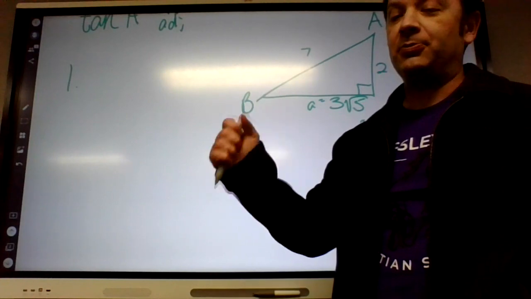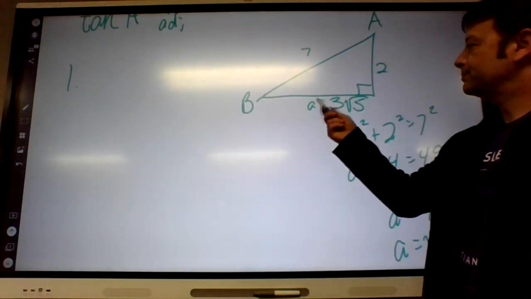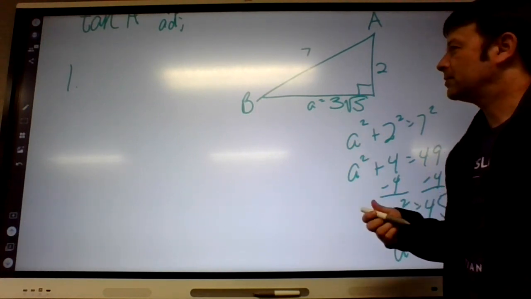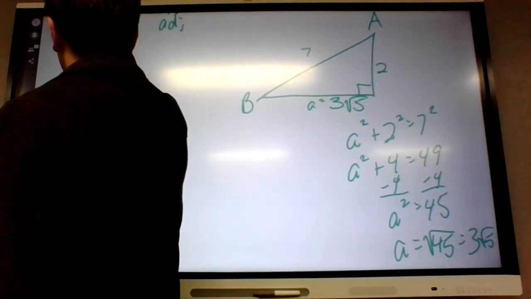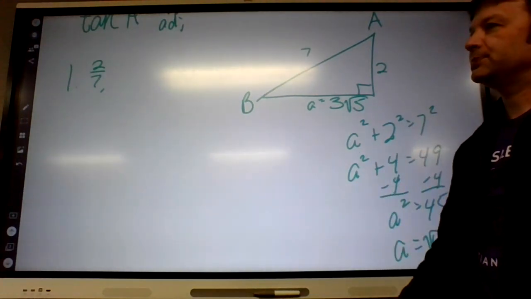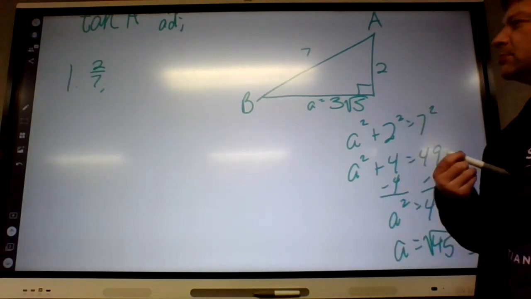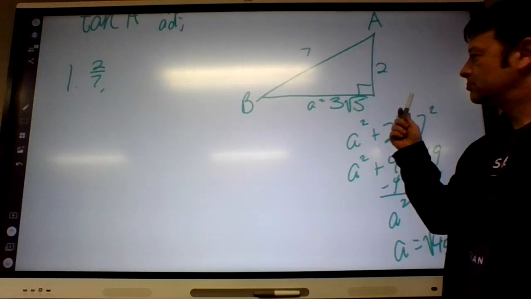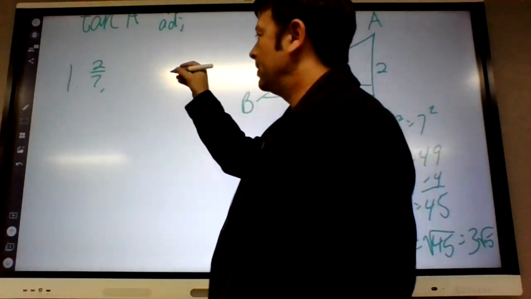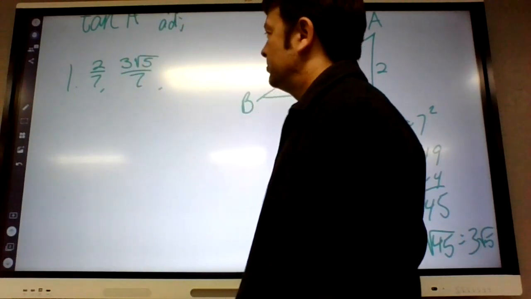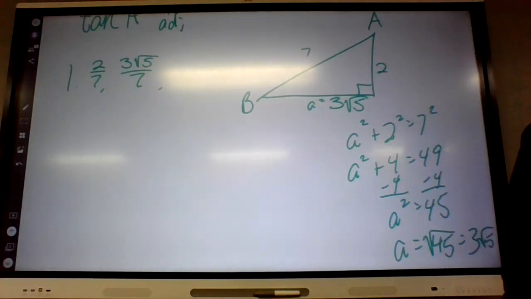Number 1, Paxton, what's sine of B gonna be? Sine of B will be opposite over hypotenuse, so 2 over 7. Alright, Whitley, what would cosine of B be? It'd be adjacent over hypotenuse. So 3 square root of 5 over 7. Yep. Remember, if the square root is on the bottom, you cannot leave it. What would you do then? Multiply.